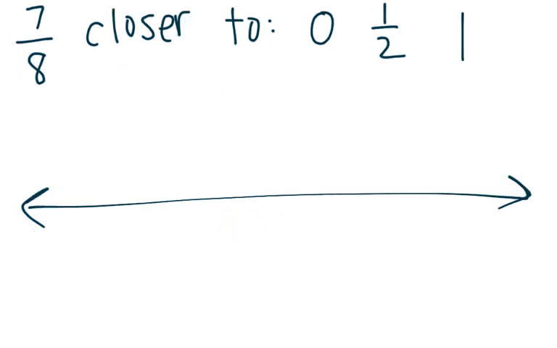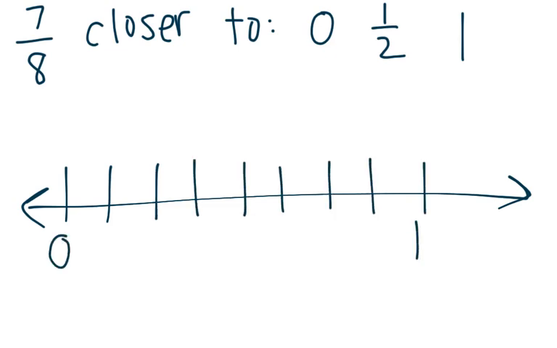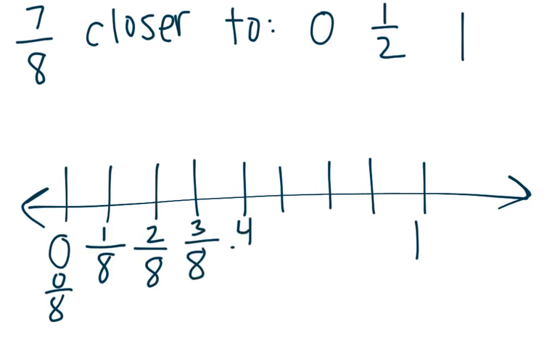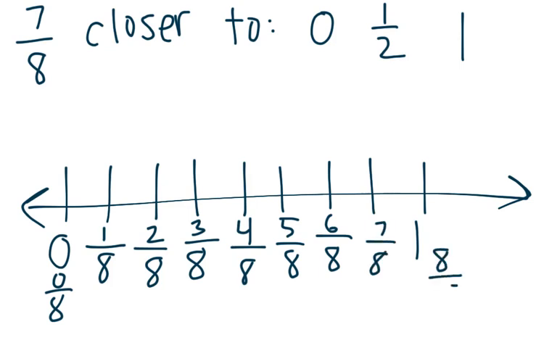All right, let's try one more. 7/8 is closer to 0, 1/2, or 1 whole. I have 8 equally sized pieces, so we need to draw 9 lines. 1, 2, 3, 4, 5, 6, 7, 8, 9. Remember, we have to label all of our fractions. 1/8, 2/8, 3/8, 4/8, 5/8, 6/8, 7/8, and 8/8.